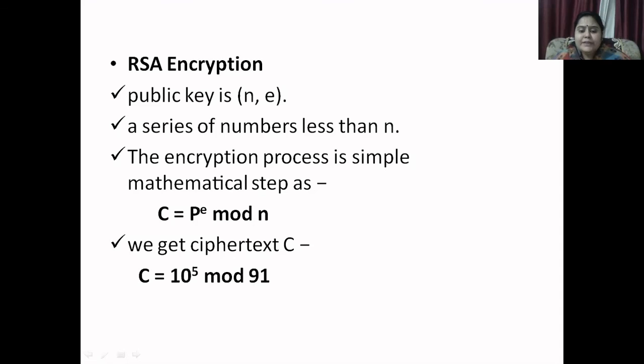Returning to our key generation example with the plain text P equals 10, we get ciphertext C equals 10 to the power 5 mod 91.